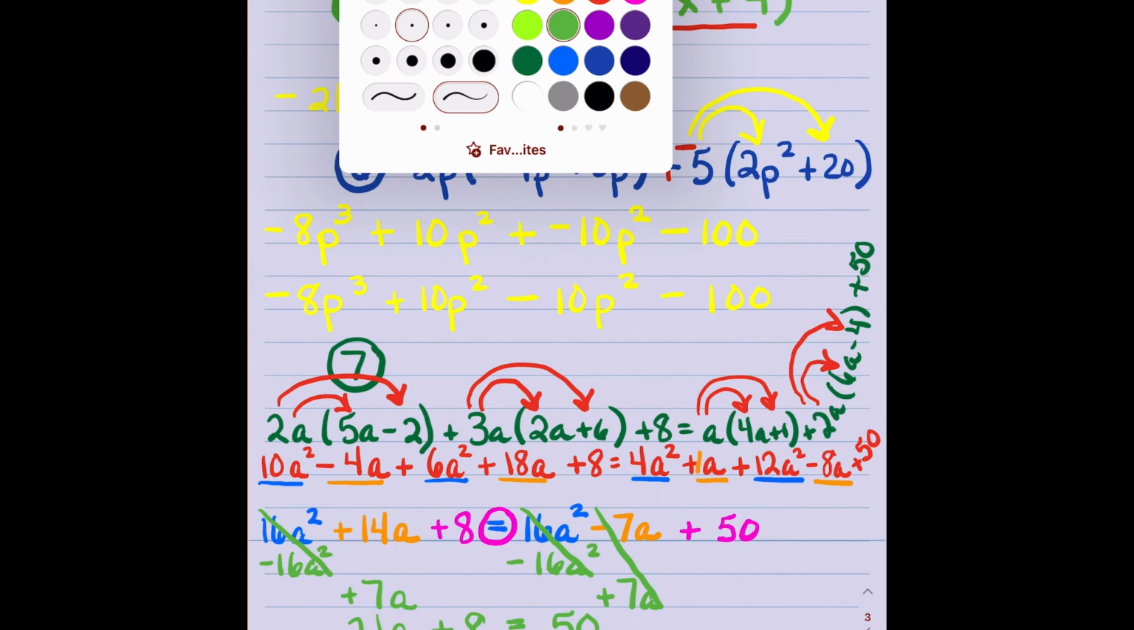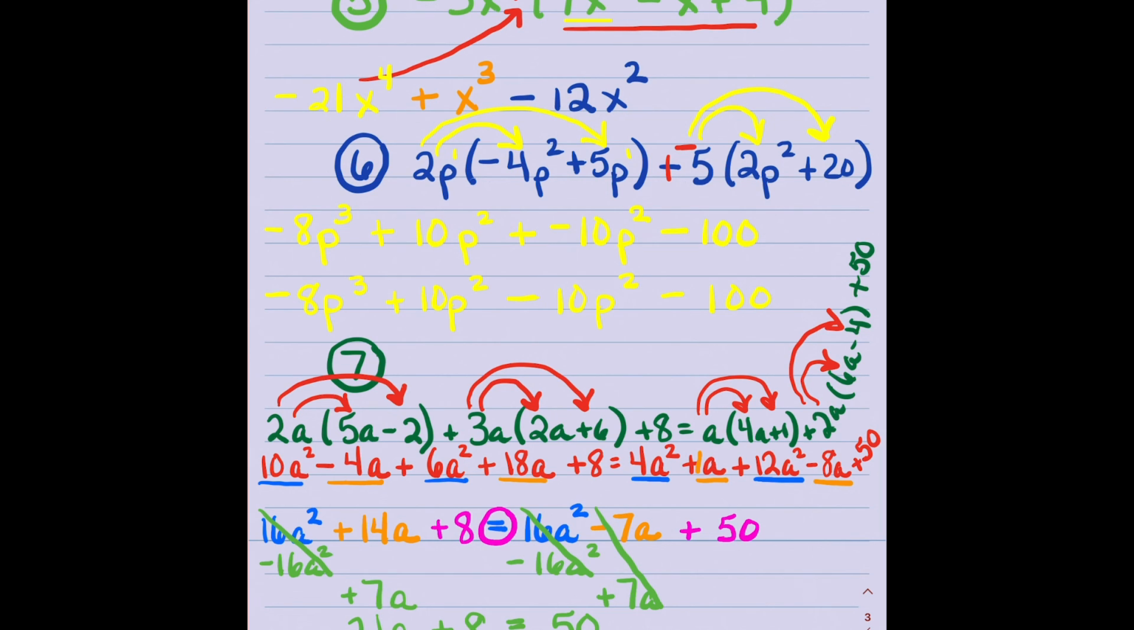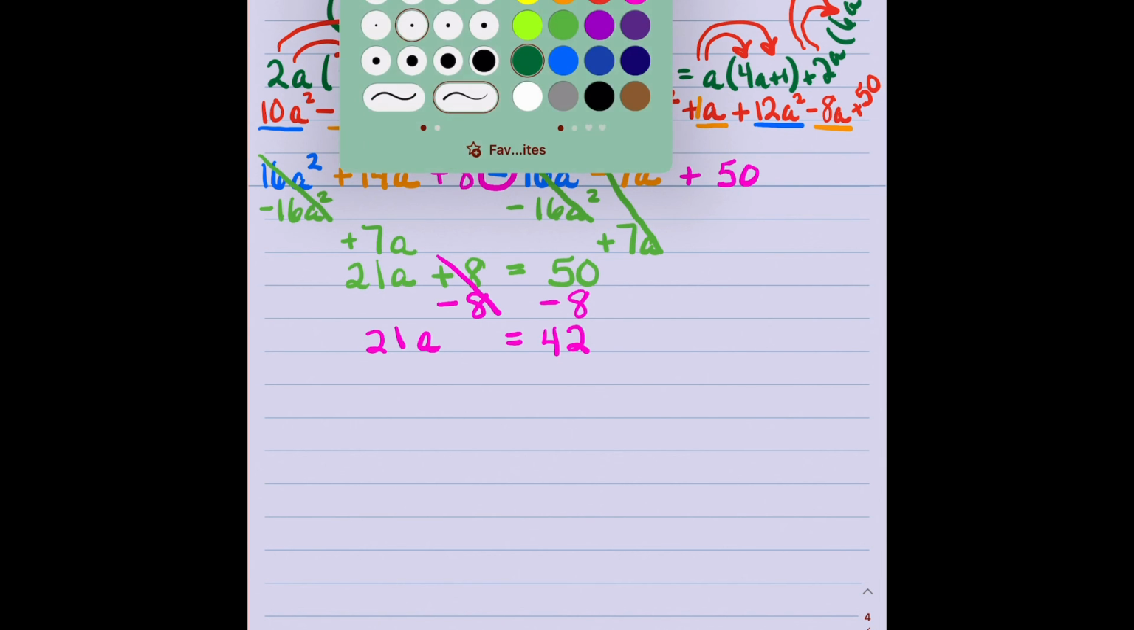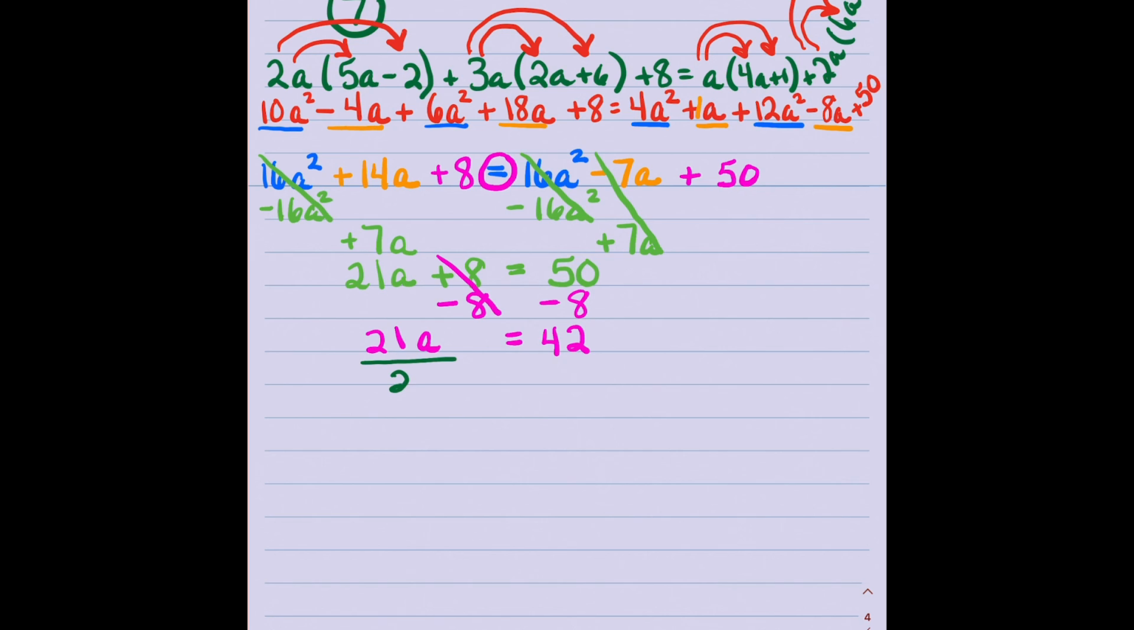So now let's subtract 8 from both sides, working on either side of equals. I have 21a, this cancels, equals 42. And then I'm ready to divide by 21. That'll cancel this just like that. Divide by 21, and I get a equals 2 because 21 goes into 42 2 times. And we were actually able to solve that just like that.